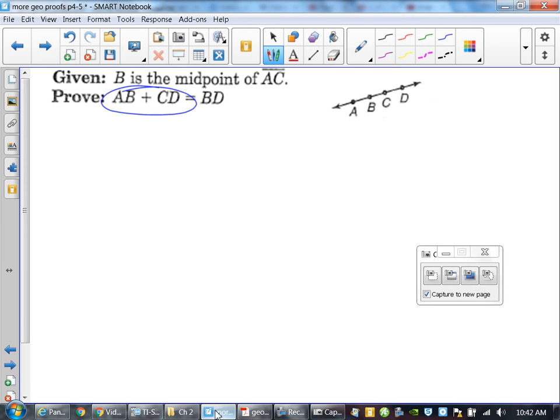So we look at our progression sheet. What does your progression sheet say about midpoint? Okay. Now, we all have that on there. Make sure you have that on there correctly. B is a midpoint.